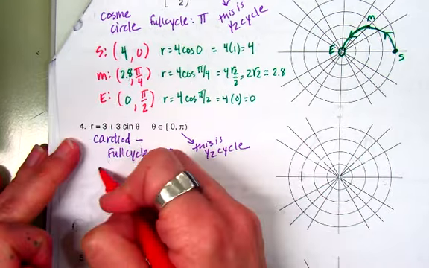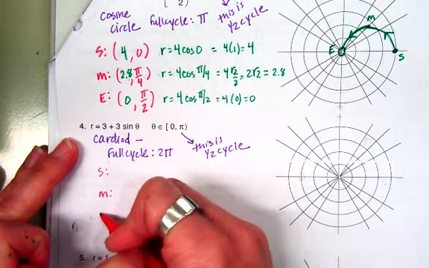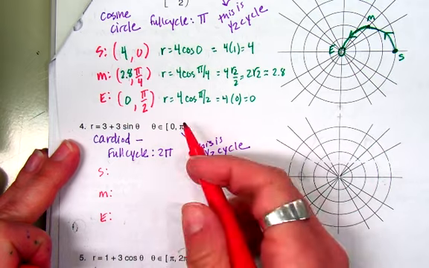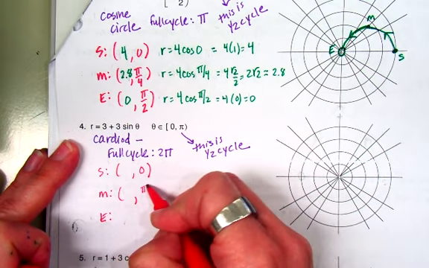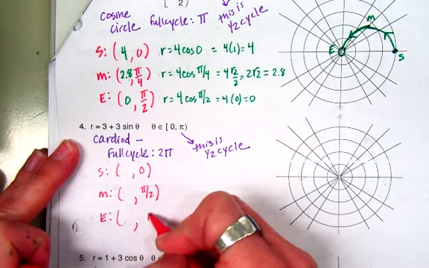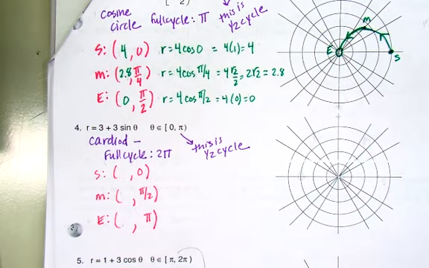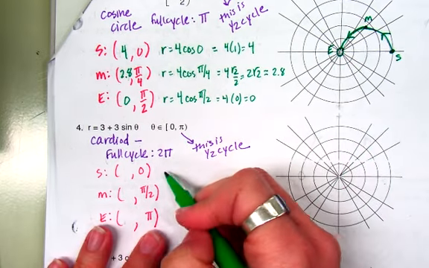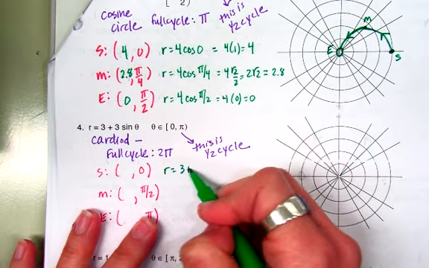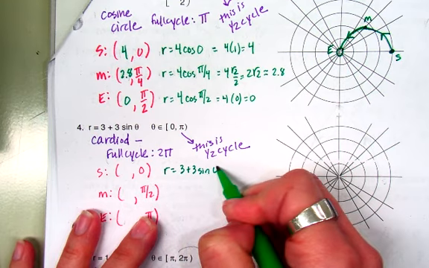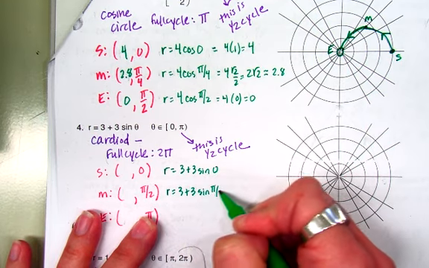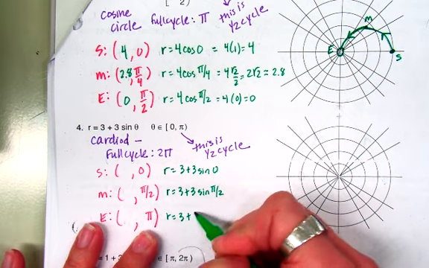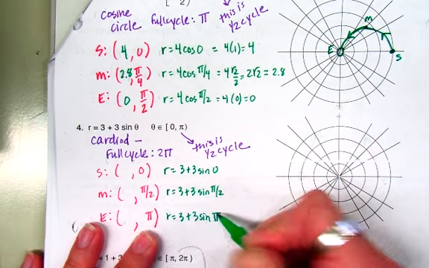So again, let's go with start point, middle point, ending point. Starting with 0, middle point pi over 2, ending with pi. As I go through, plug it in. 3 plus 3 sine of 0. 3 plus 3 sine of pi over 2. 3 plus 3 sine of pi.